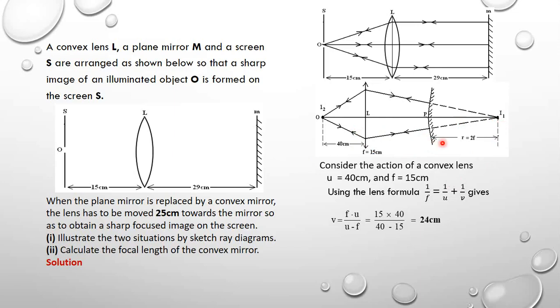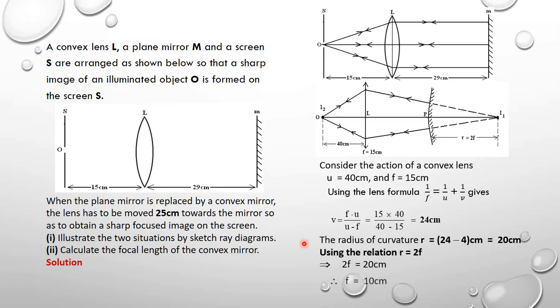But remember, this is 4, so this is going to be 20. So r is going to be 24 minus 4, which is 20 centimeters. And we know that r is equal to 2f, so it implies that 2f is 20 centimeters, and therefore if we divide through by 2, f is going to be 10 centimeters. But remember, this is a convex lens. Its radius, so its center of curvature, is virtual. So it implies that f is going to be negative 10 centimeters.